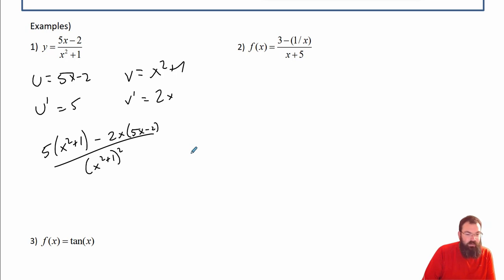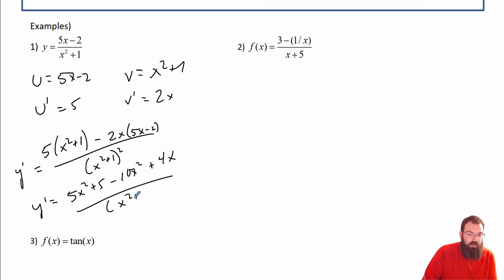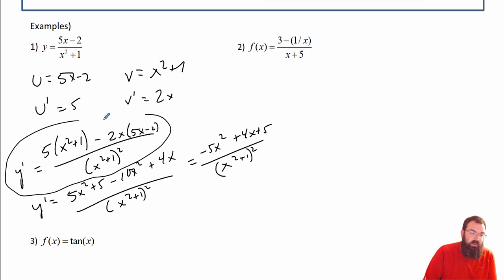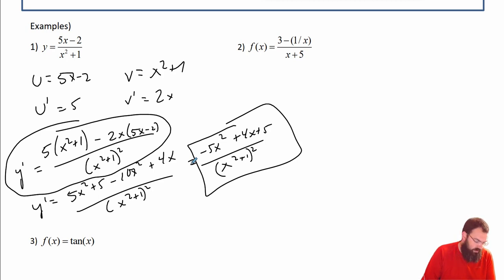Let's make sure we have our notation correct. So y prime, let's condense it a little bit. 5x squared plus 5 minus 10x squared plus 4x, over the bottom, x squared plus 1 squared. This is then equal to negative 5x squared plus 4x plus 5 over x squared plus 1 squared. Now, I could have left it this way if it was free response. You probably would have to write it this way if it's multiple choice, because I doubt they would leave it written like this.